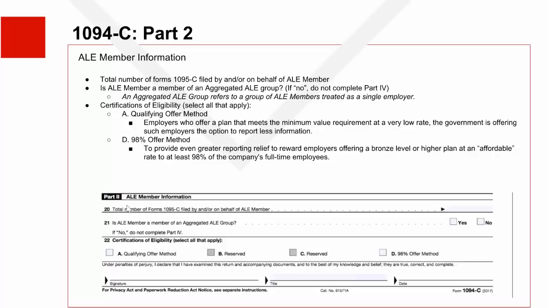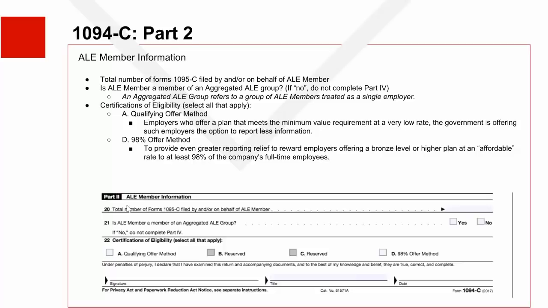And then we have the last line in the section, which is line 22. It's asking employers to select what eligibility relief you qualify for. Certain options have already been removed, such as your 4980H transition relief. There is no more transition relief for this tax year, so you can't choose that as one of the options. It's reserved. But you still have the option to select a qualifying offer method and a 98% offer method.